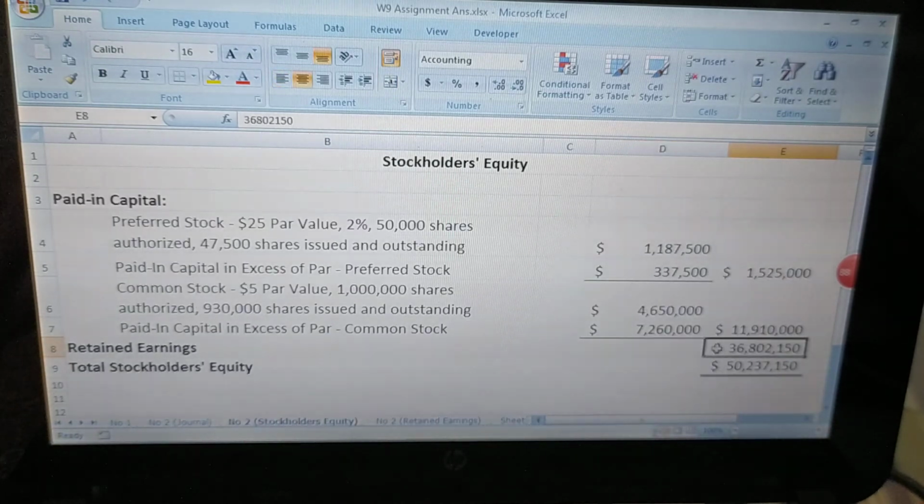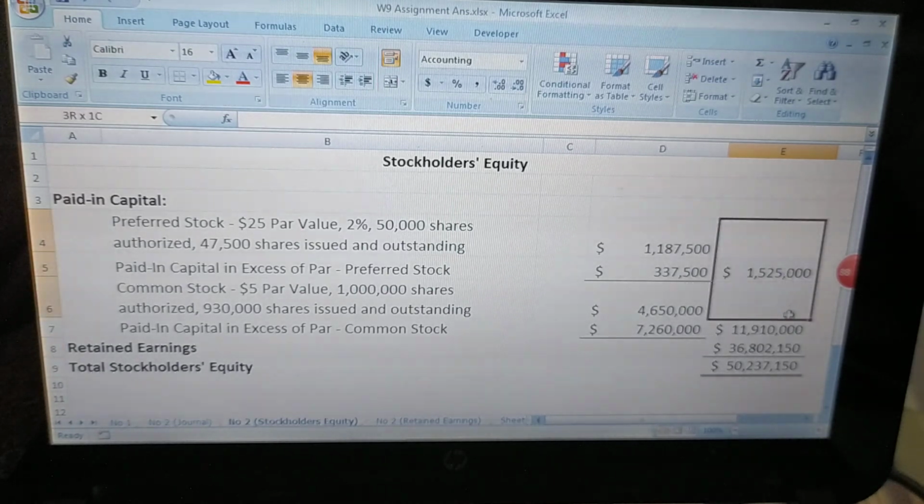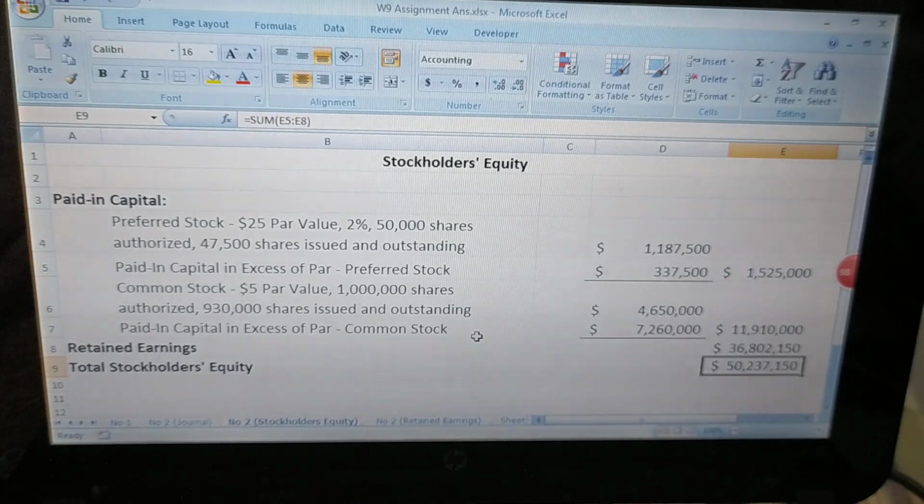For the retained earnings, remember to take the ending retained earnings from the statement of retained earnings, 36,802,150. And then we sum all of them, we get the total stockholders' equity of 50,237,150. So that's all about our assignment.